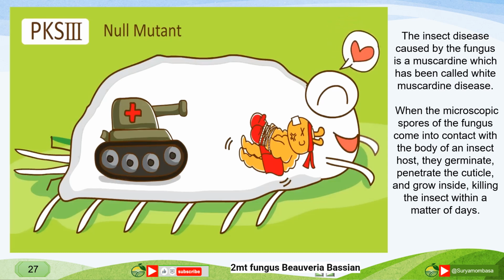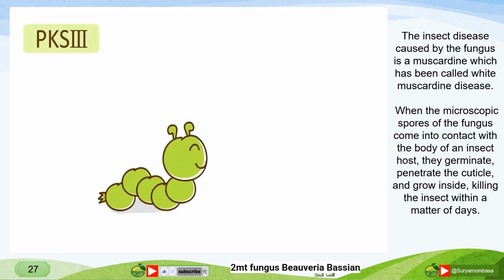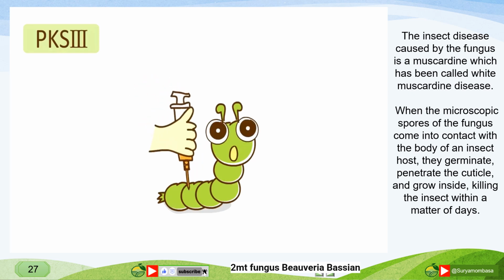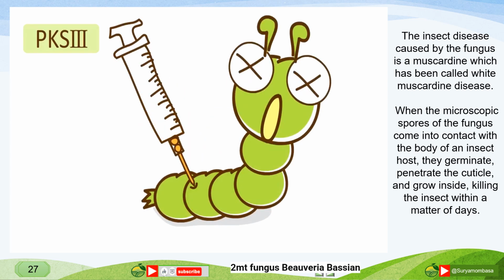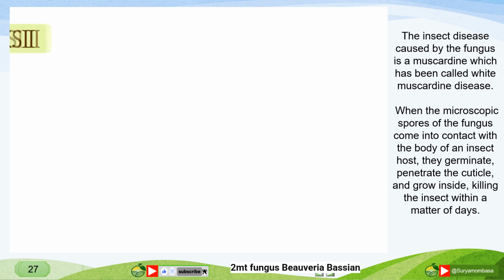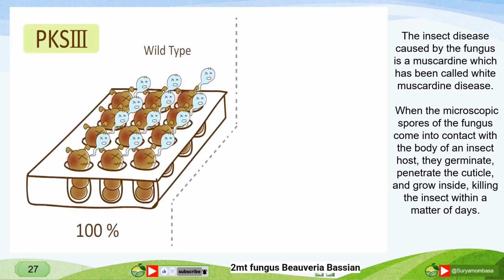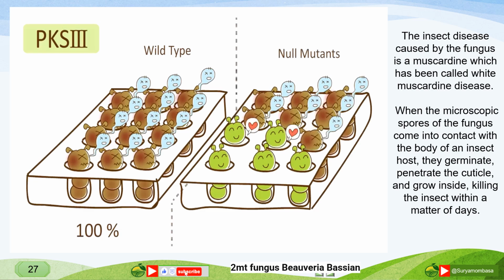We determined the insect virulence between Beauveria wild type and the PKS3 null mutant using intrahemocoelic injection of fungal spores. The results showed that the wild-type injection resulted in 100% death, whereas injection with the mutant spores caused only 60% of the insects to die.